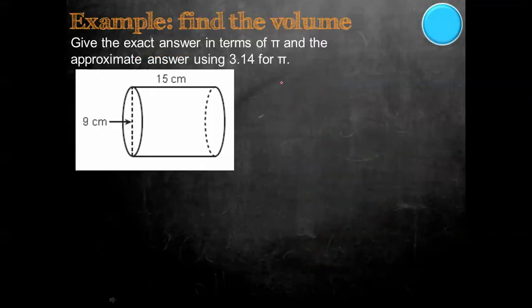Okay, same thing, find the exact answer in terms of pi for volume and the approximate answer using 3.14. So again, area of the base is the circle, so we have pi r squared h. r is the radius. Now we're given 9, but you can see that that goes all the way across. That's the diameter. So we're going to take half of 9, which is 4.5 squared. And the height, remember the height is the line that connects the two bases. So the height of the cylinder is 15.